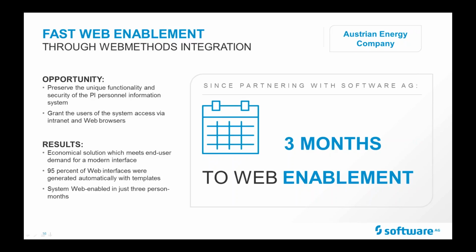So they again used webMethods to integrate that system, that silo, and also put a nice web and mobile front end on top of it. So this resulted in a very economical solution which meets end user demands for a modern interface, and also it is web enabled in just 3 months. So build new capabilities very fast and tightly integrate with the systems that you are keeping even for future. So that was our fourth example here.